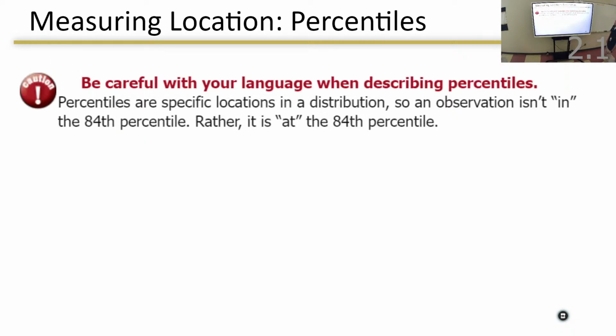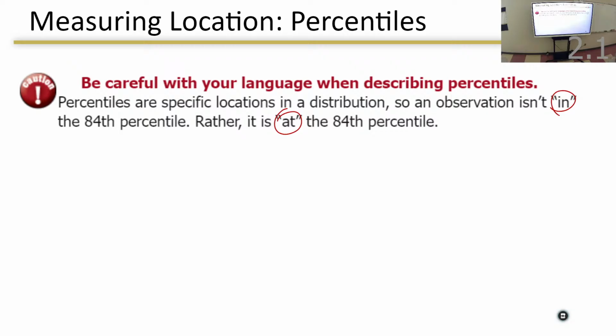Percentiles. Be careful with your language when you are describing percentiles. Percentiles are specific locations in a distribution, so an observation isn't in the 84th percentile, it's at the 84th percentile. That's kind of a big deal where you'll get dinged for saying it's in that. No, it's at that. There's a lot of things in it. Okay, it's at the 84th percentile. They're both two-letter words, but big difference.